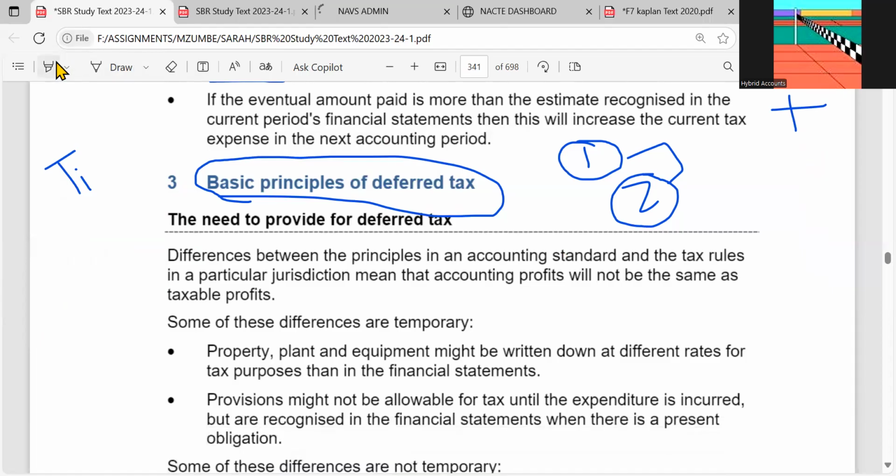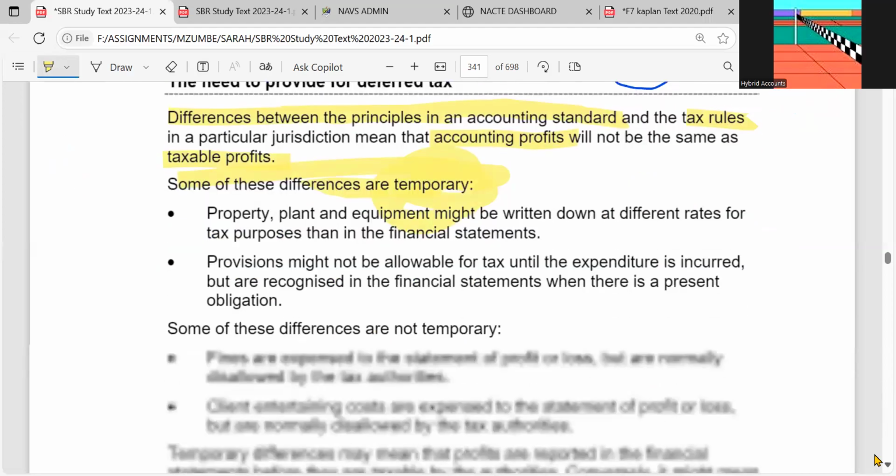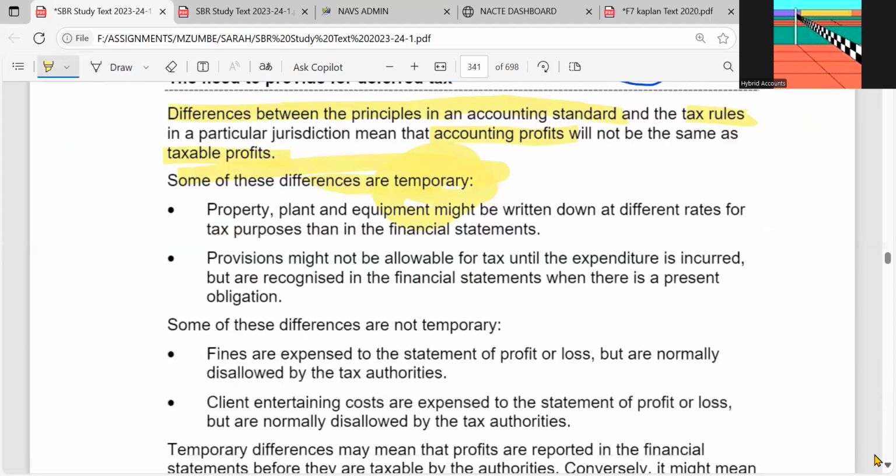Okay, so that's why you can see here, we say differences between the principles in accounting standards and the tax rules in particular are the ones which would mean that the accounting profits will not be the same as taxable profits, just like I told you. And some of these differences are temporary. It is temporary differences which we focus on. The permanent differences, it means that the difference is there and it won't change. It will be there indefinitely, right? So we don't consider them for tax purpose. Let's look at an example.